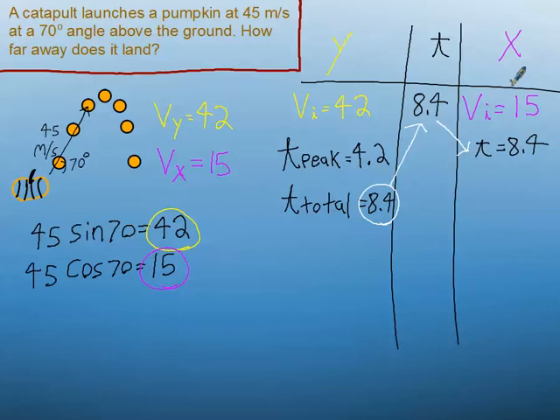In the x direction, it was traveling 15 meters every second. But remember, gravity pulls down, it doesn't pull to the right. So this velocity in the x direction is actually constant. It just stays 15 meters per second through the entire flight. It's only in the y direction where the velocity changes. So if that's the case, then you're going 15 meters every second, and you do that for 8.4 seconds. If we multiply the two together, we get delta x equals 126 meters, which is more than a whole football field, so that's a pretty impressive shot.